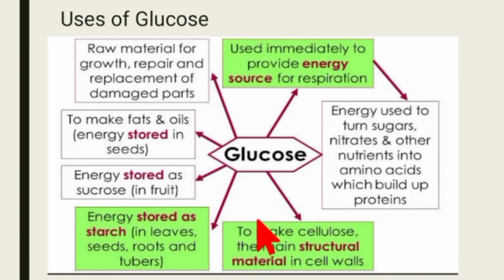Glucose is used to form another carbohydrate known as cellulose, and cellulose is the main structural material in the cell wall. Glucose is also used as a substrate in respiration. It provides energy. And glucose combines with nitrates from the soil and makes amino acids, which are the building blocks of protein.